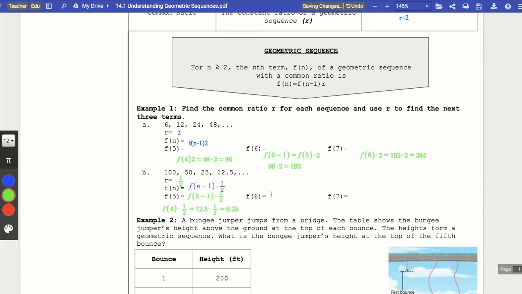So then the rest of these terms, f of 6 is really just 1/2 times 6.25, which is 3.125. And then f of 7 is 3.125 times half, which is 1.5625.